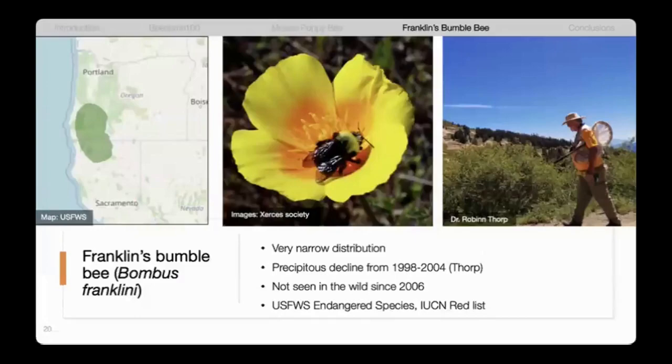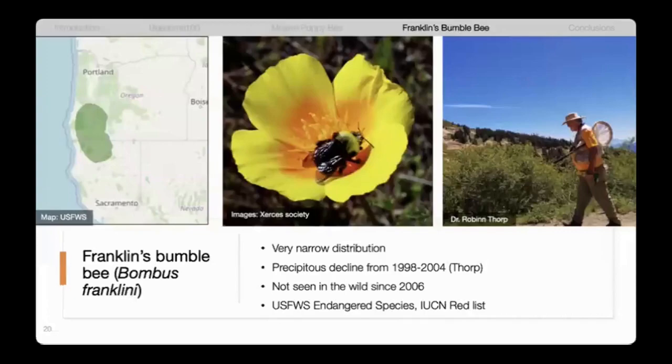So one such species is Franklin's bumblebee, which is a putatively extinct species that is U.S. Fish and Wildlife Service endangered and on the IUCN Red List. The species has an extremely narrow distribution in southern Oregon and northern California in an area that's about 70 miles wide and 190 miles long.